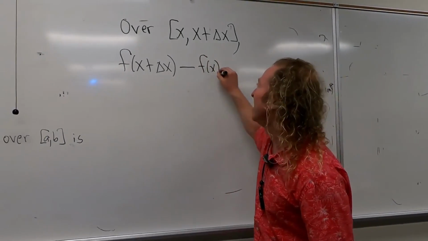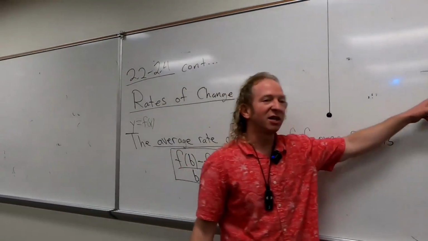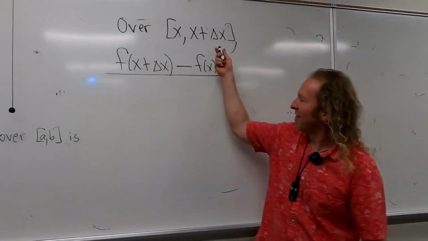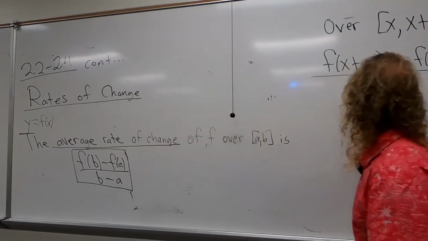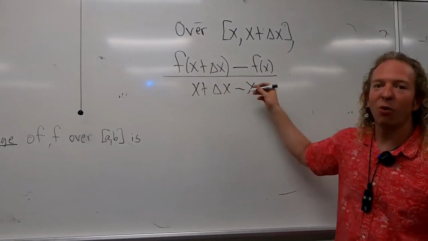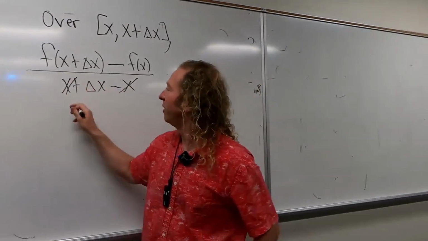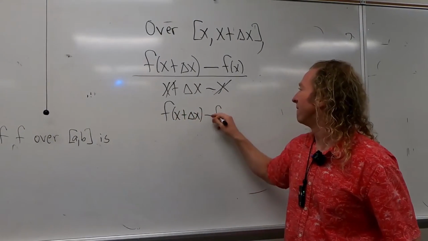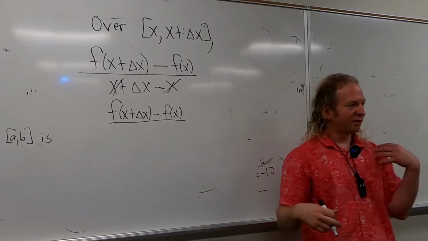Over f of x. And then you subtract this, x plus delta x minus x. What cancels here on the bottom? The x's, yeah. So you end up with f of x plus delta x minus f of x over delta x.